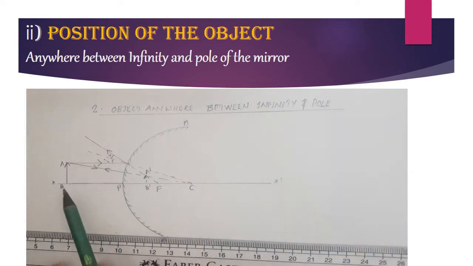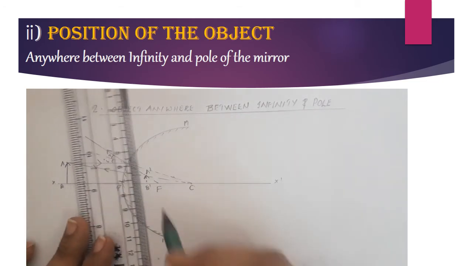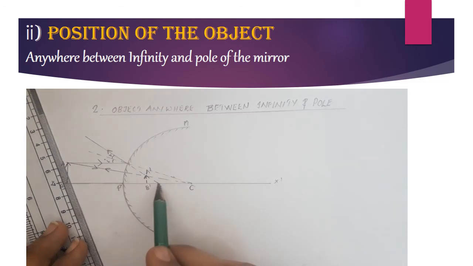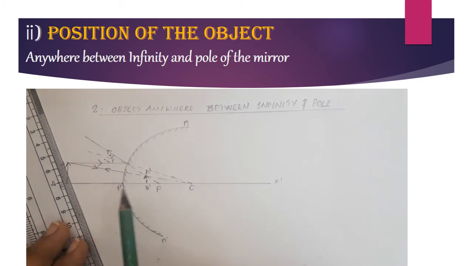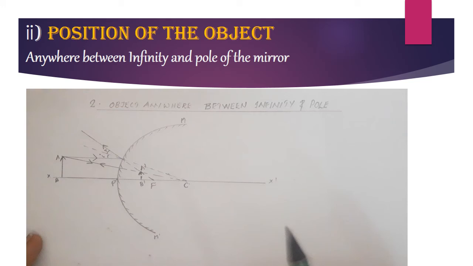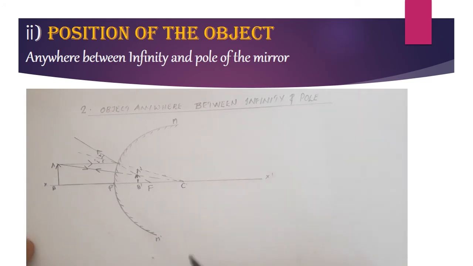So children, when we kept the object anywhere between infinity and pole, we got a virtual image. We got a small virtual image between pole and principal focus. We have shown this image in dotted lines because it's a virtual image. The image is formed between pole and focus, and it is virtual, erect and diminished. So this was the second image formation in convex mirrors. With this we finish the image formation in convex mirrors.